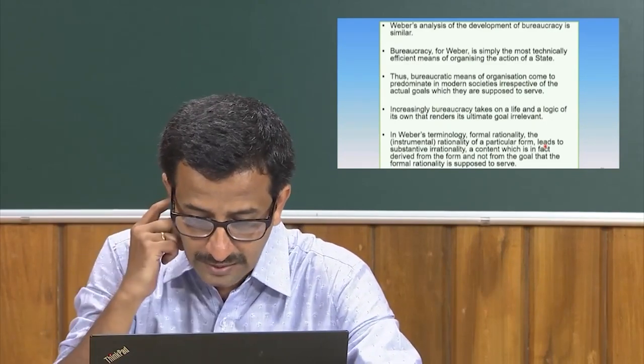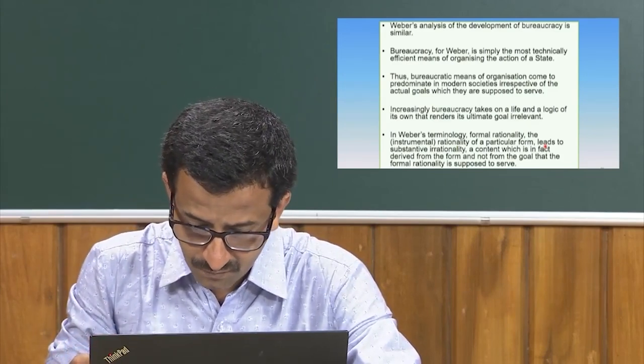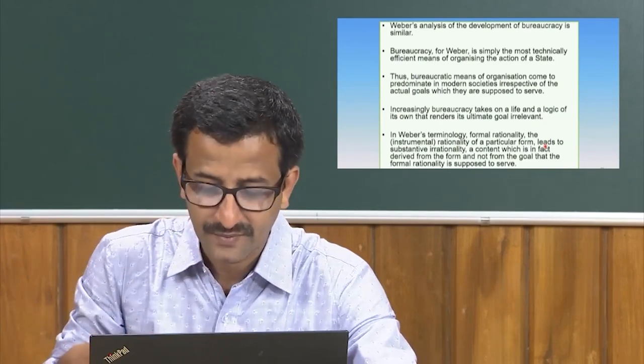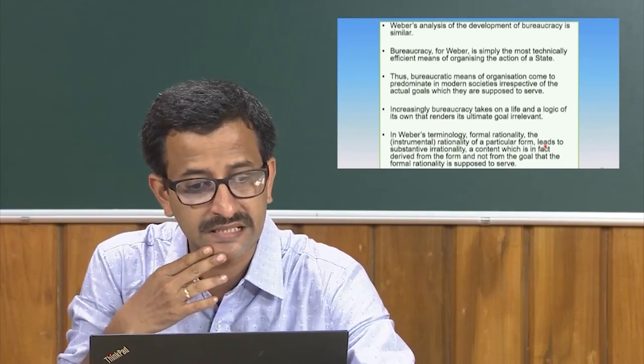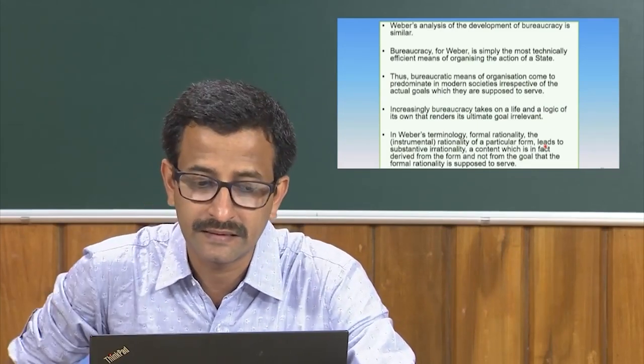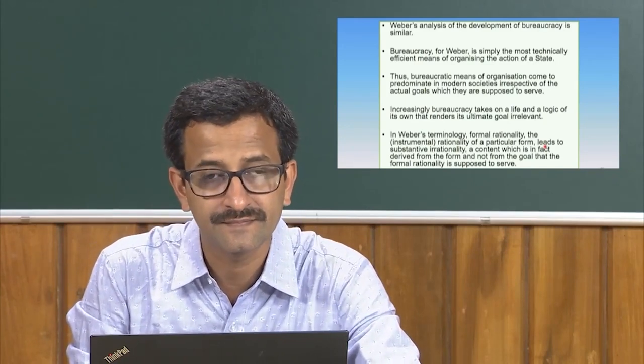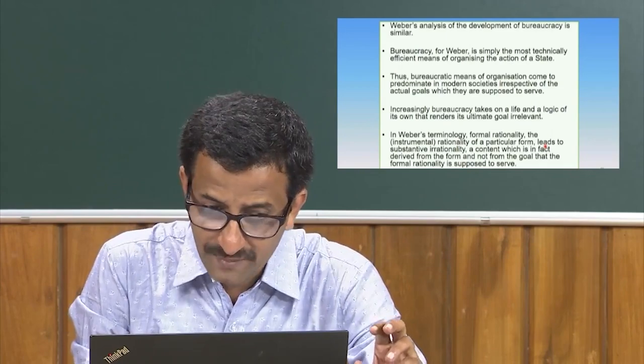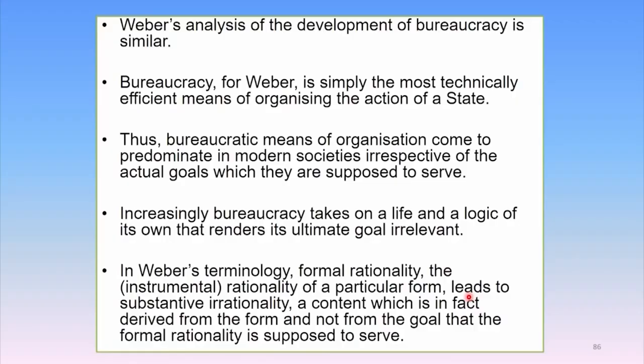Increasingly, it implies that bureaucracy takes on a life and a logic of its own that renders its ultimate goal irrelevant. I mean, in Weber's terminology, formal rationality, the instrumental rationality of a particular form leads to substantive rationality. I mean, ends determine the means. Our objectives will determine what will be the possible methods that we are going to undertake. This is very important.